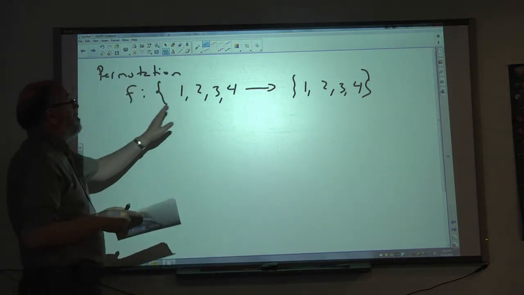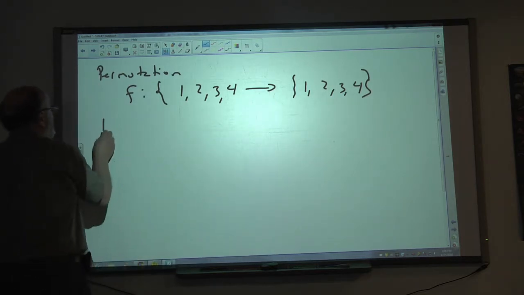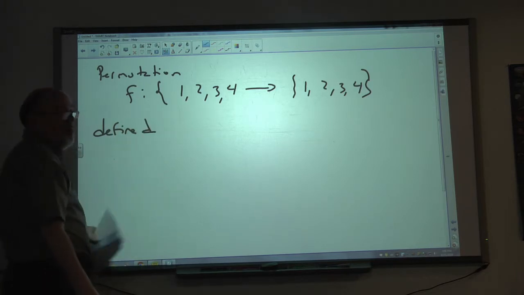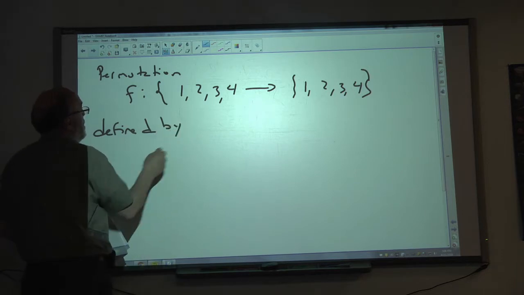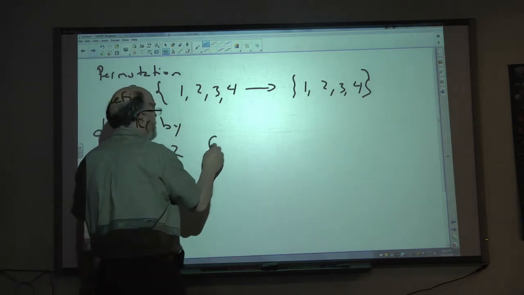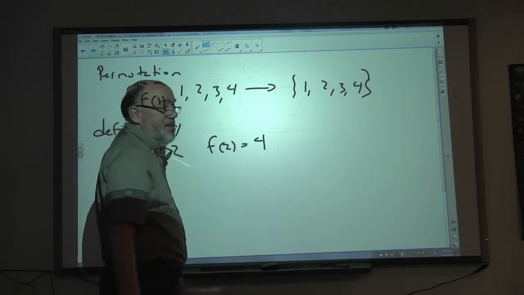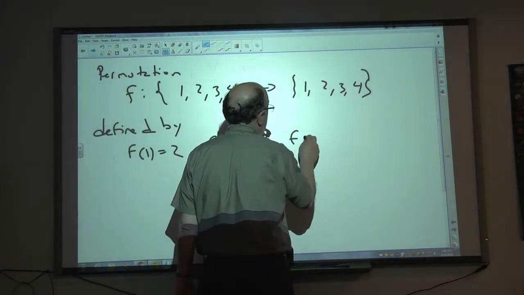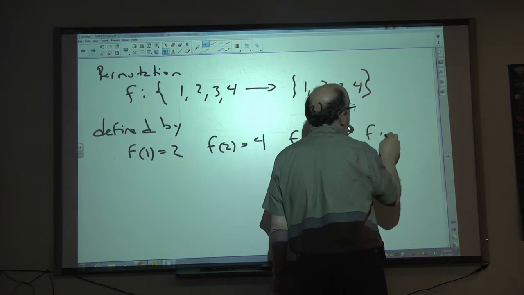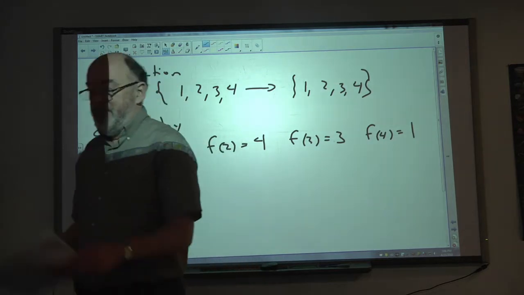So we're going to take the elements 1, 2, 3, 4, and map them into my other set of 1, 2, 3, 4. In this case, we're going to define how this pairs up, because there could be a variety of possibilities. So I'm going to say that f of 1 goes to 2, f of 2 goes to 4, remember this is the way your x and your y, f of 3 goes to 3, and f of 4 goes to 1.